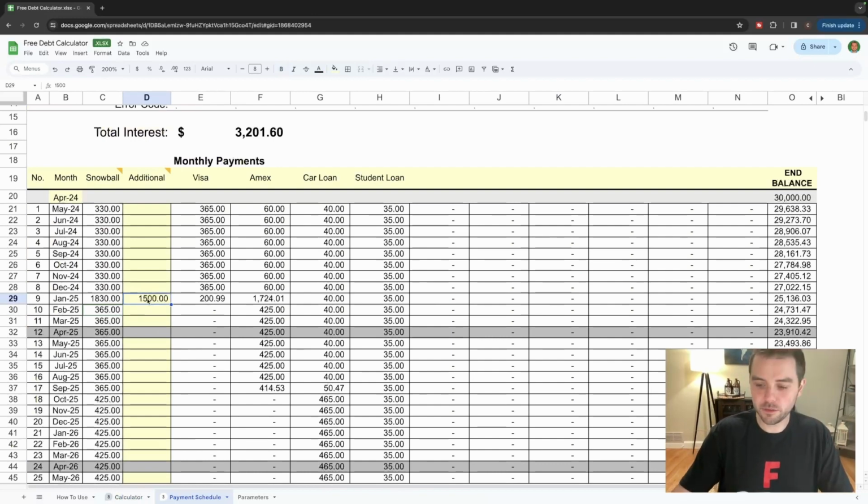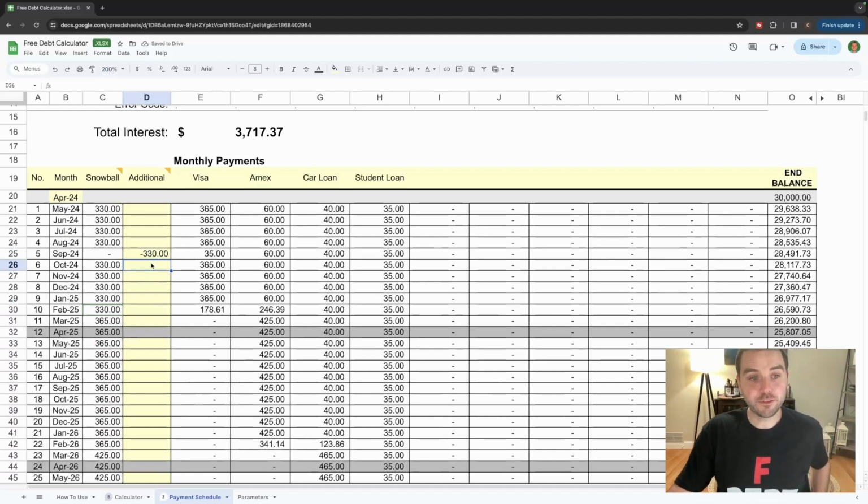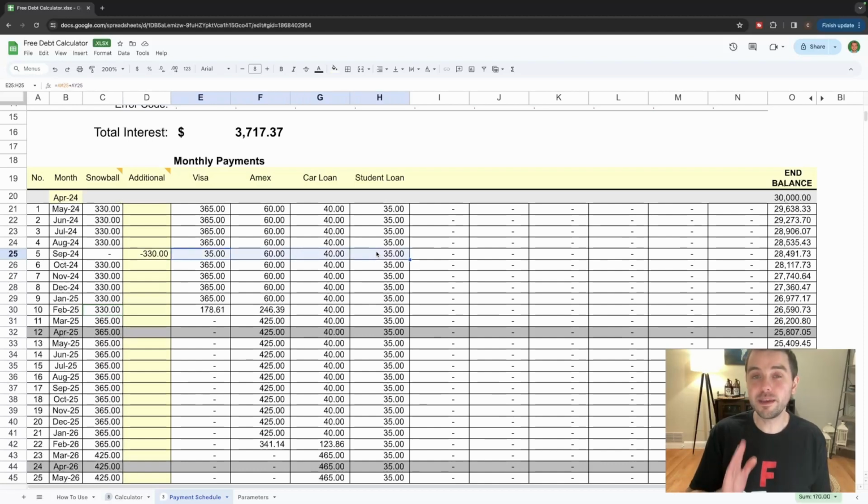It also works the other way. So say, for example, you had an emergency this month and you were unable to pay any extra debt, you can put a negative here. And this will also calculate your totals after your amount. So you can see here that the month that we were not able to make an additional payment, the snowball was 0, and we're just making the minimum payment. So remember, always make your minimum payments.